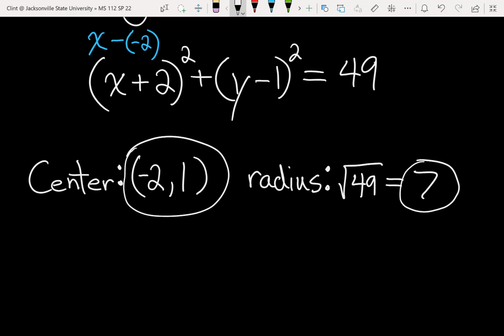Questions on that one? Is that sign thing with the center a little tricky? Not too bad if you remember you've got to take the opposite. I got to take the opposite.